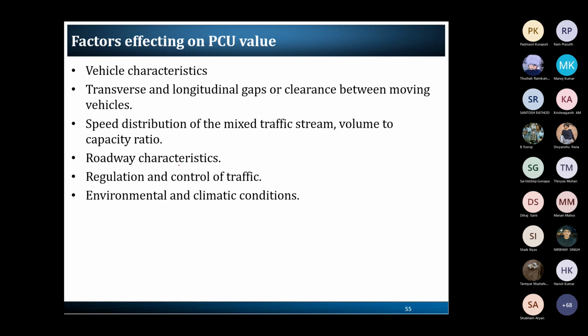So with that understanding, the vehicle characteristics and dimensions affect the estimation of the PCU value. Gaps, whether the longitudinal gap or the lateral gap between vehicles, affect it. Speed and roadway characteristics matter too: two lane or double lane, marking, and whether a median is there or not. Regulations are the control of the traffic, whether signals or other controls are there. What will be the environmental conditions? So all these factors affect the passenger car unit value.